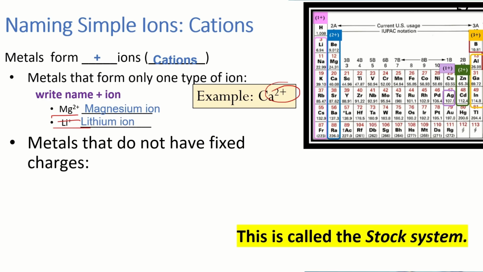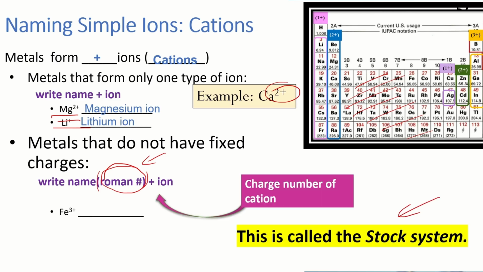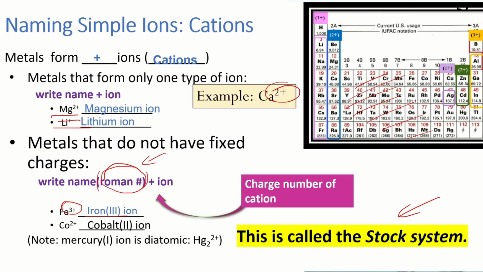But sometimes metals don't have a fixed charge, mainly the transition metals over here. When they don't have a fixed charge, you need to indicate that using the name plus Roman numeral between parentheses plus the word ion. This we call the Stock system. So that is the charge of the element. Like here, we have iron(III) ion, cobalt(II) ion. Now mercury(I) ion is diatomic, so we have this charge.